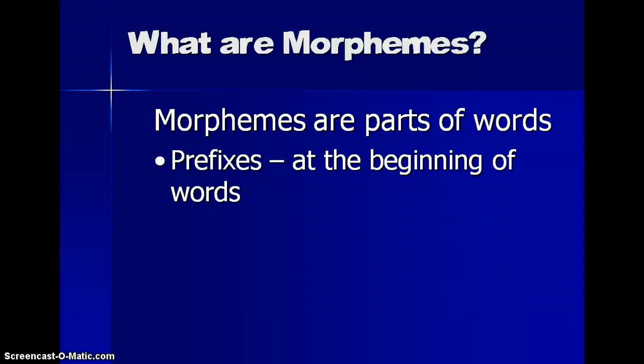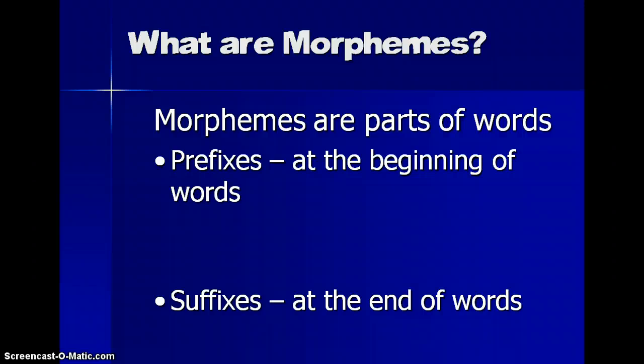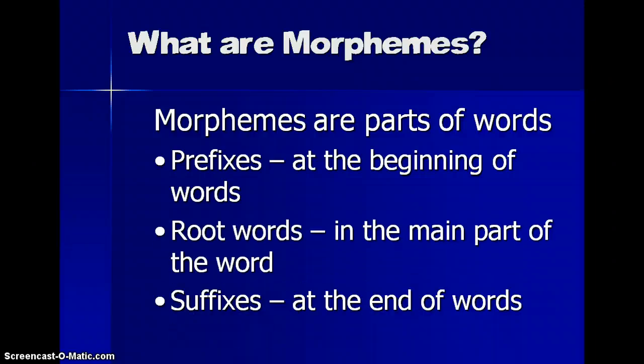There are three kinds of morphemes. Prefixes at the beginning of the words. Prefixes always come at the beginning. Pre is a morpheme that means before. If I say prefixes, you're probably already thinking of suffixes. They usually go together. Suffixes at the end of words. And then the one in that middle blank, those are root words, the main part of the word. So prefixes, root words, and suffixes are all types of morphemes.